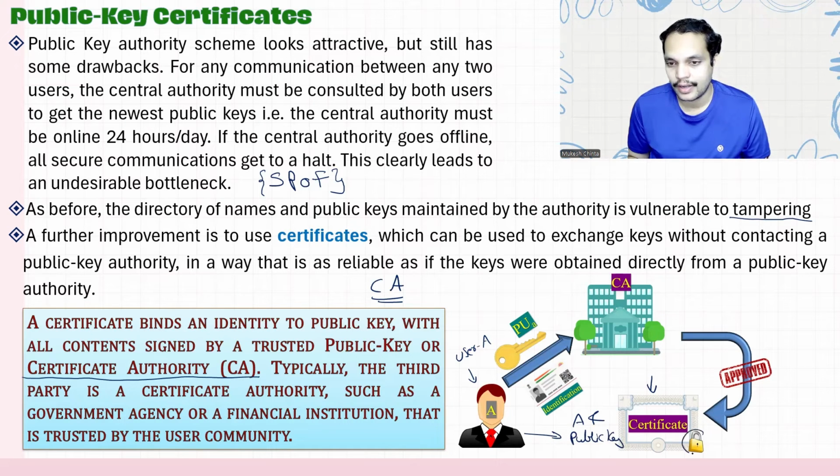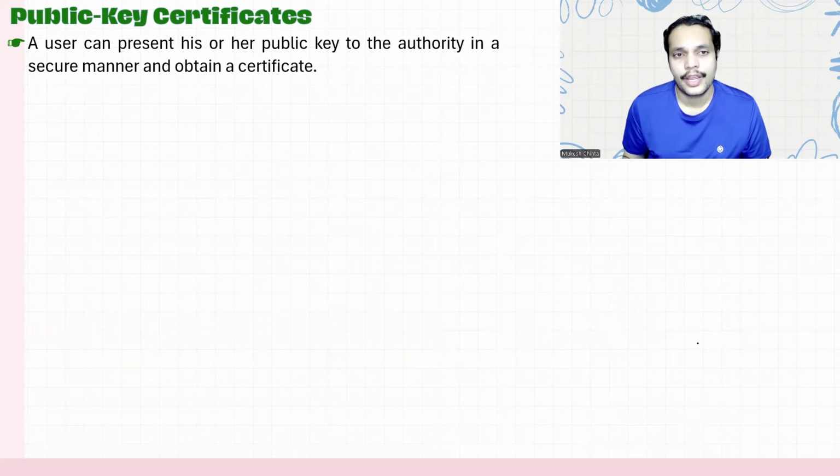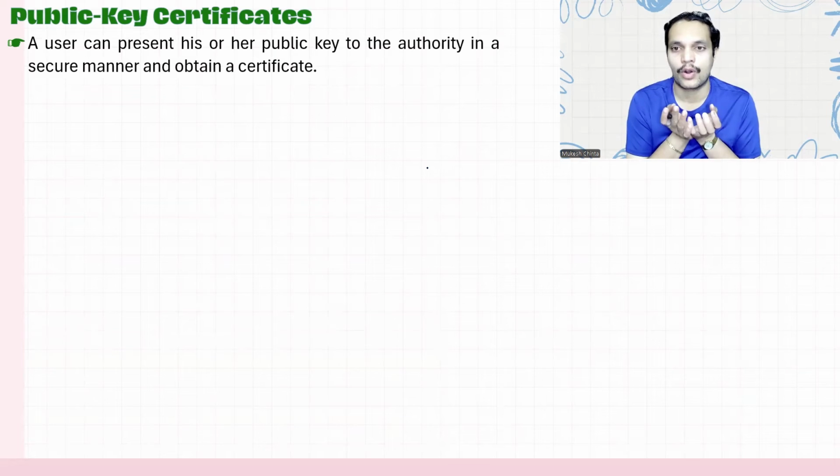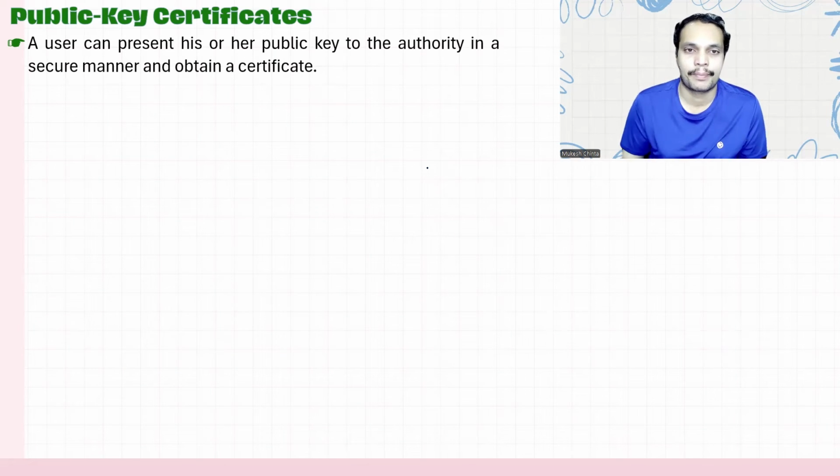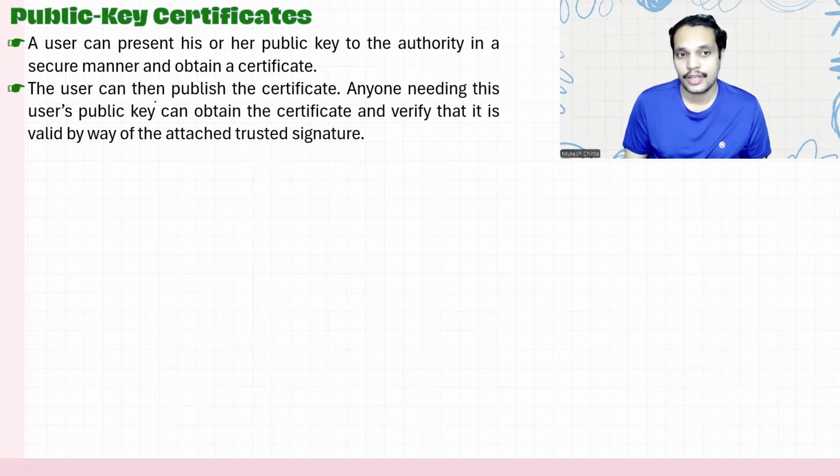which is signed by the CA. We'll discuss more. So, user A, what happens now, sir? I got my certificate. What can I do with it? A user can present his or her public key to the authority in a secure manner and obtain a certificate. The user can then publish the certificate.